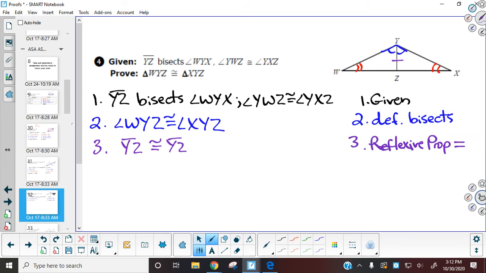Okay, I know it's a lot of writing. Stick with me. We're almost done with this one. And then here we have the angle, we have another pair of angles, and we have the side.